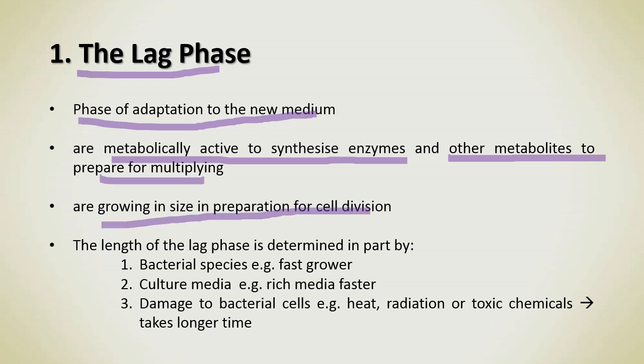The length of the lag phase depends on a few factors. The first is the bacterial species. If your bacteria is a fast grower, it will usually have a shorter lag phase. If it's a slow grower, it will have a longer lag phase. It also depends on the culture media. If you provide a rich media, the bacteria will grow faster and have a shorter lag phase. But if you provide a less rich media, you will have a longer lag phase. It also depends on the damage the bacteria are exposed to. Let's say your bacteria are exposed to heat, radiation, or toxic chemicals, the lag phase may take longer, which means the bacteria will take a longer time to adapt to the medium.